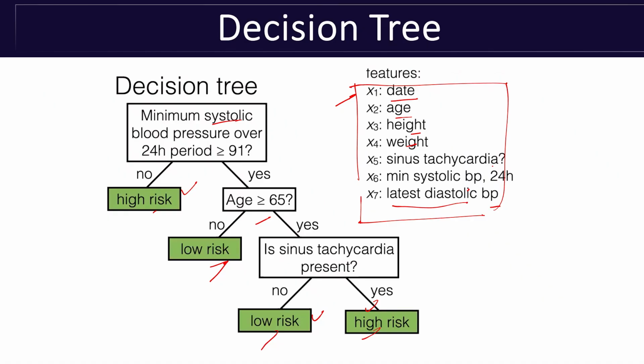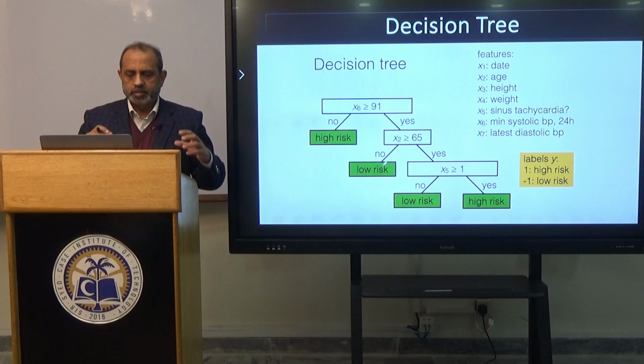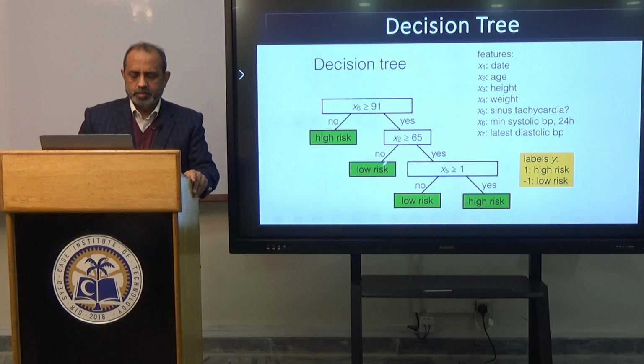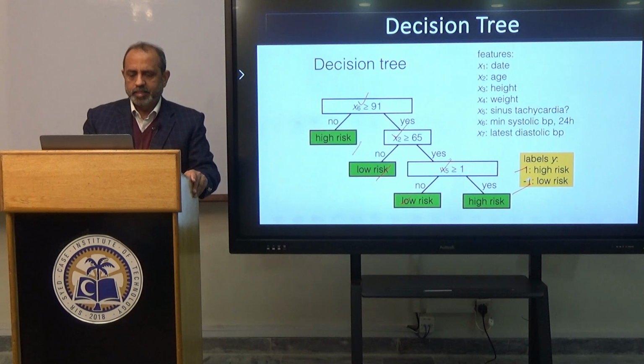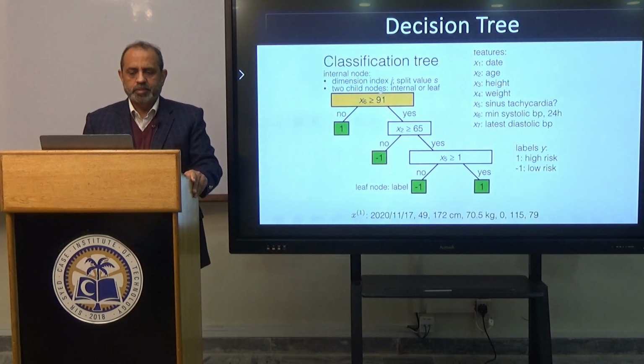So the leaf nodes are where you put them in a class. The decision trees are where you have all these features, x0, x6, x2, x5, and you put them through, and then you can give a class label as well, like high risk is 1 and low risk is -1. So it becomes a decision tree.